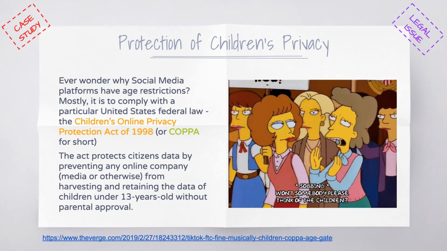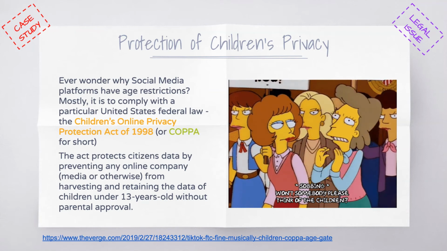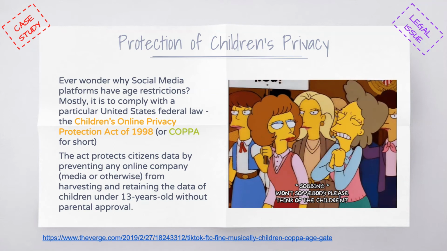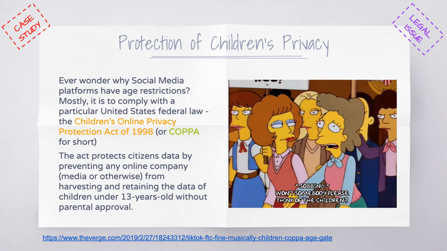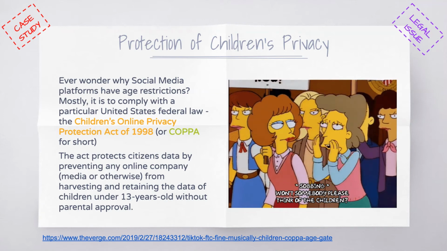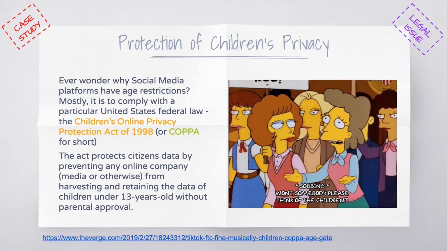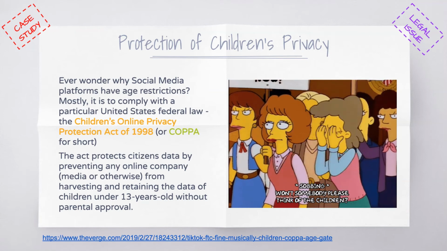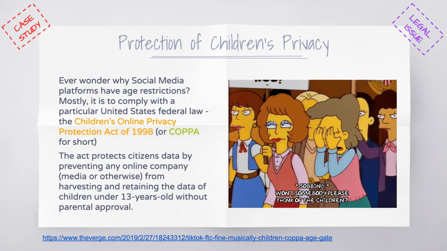If you've ever wondered why social media platforms have age restrictions, it's mostly to comply with a specific United States federal law called the Children's Online Privacy Protection Act of 1998, or COPPA as it's more commonly known. This act protects citizens' data by preventing any online company, whether that's media or otherwise, from harvesting and retaining the data of children under the age of 13 years old without their specific parental approval.